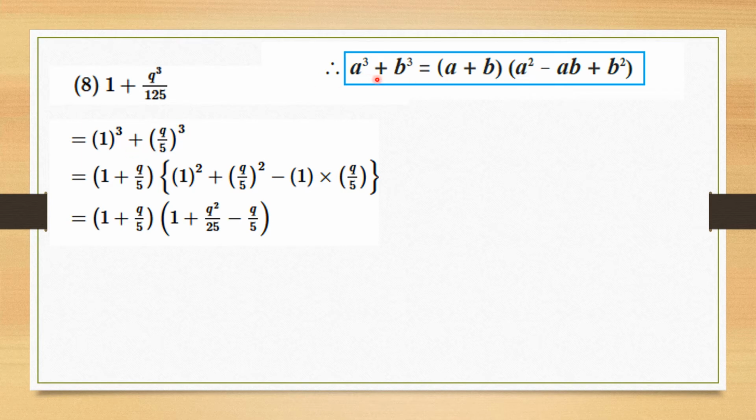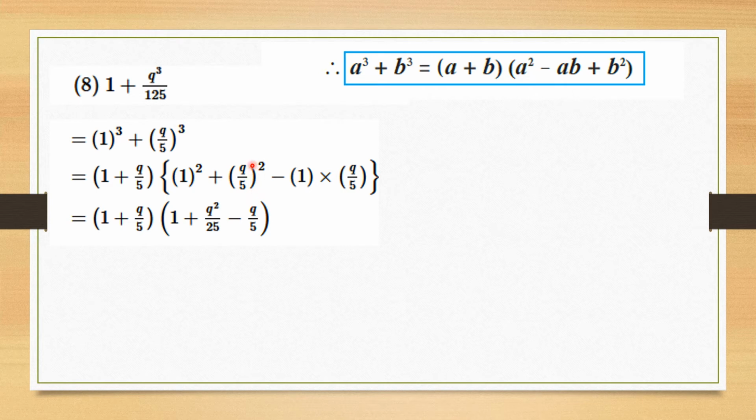Now this is in the form of a cube plus b cube, so I can expand it, where a is 1 and b is q upon 5. So expanding this, it becomes a plus b, so 1 plus q upon 5, and in the bracket a square, that is 1 square, plus b square, that is (q upon 5) the whole square, minus a into b, so 1 into q upon 5. Now we just simplify this. So this becomes 1 plus q upon 5, and inside the bracket 1 square is 1 itself, plus (q upon 5) the whole square will become q square upon 25.